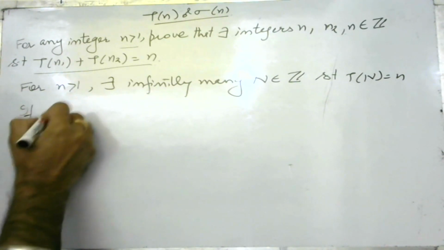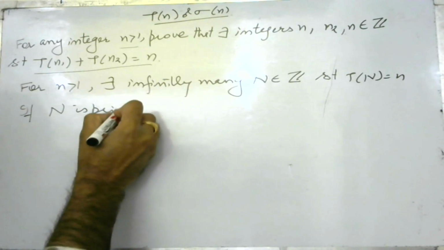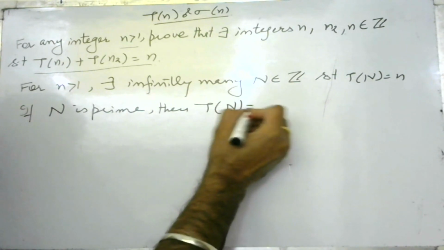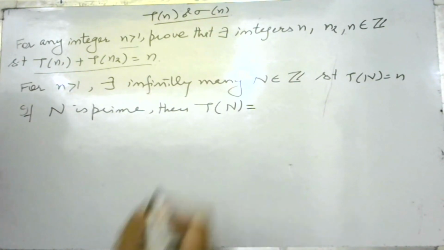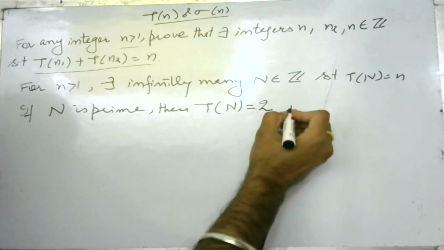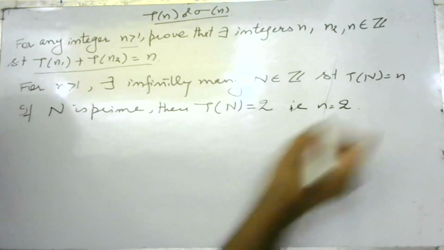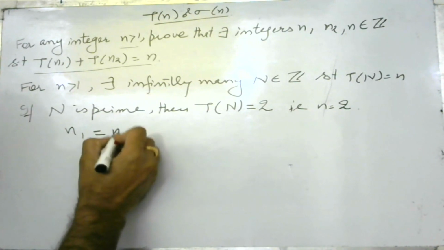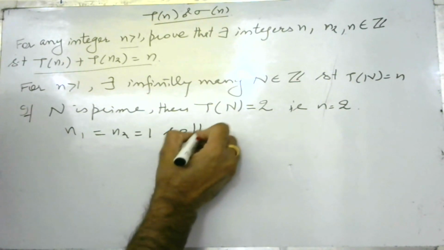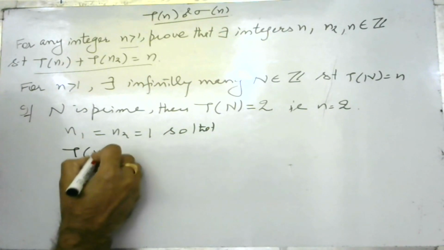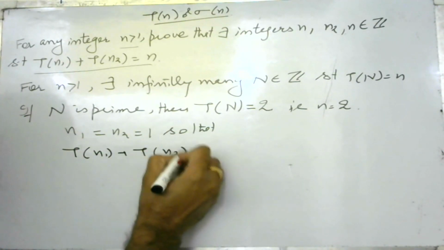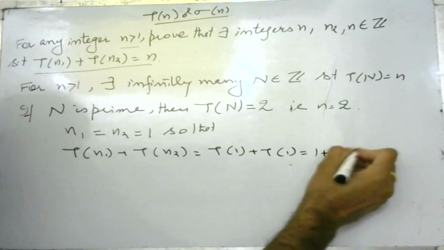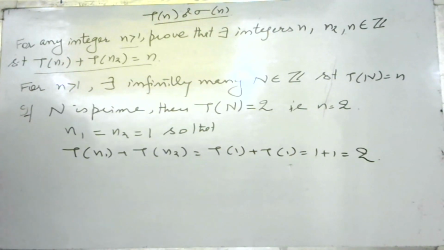If capital N is prime, then very easily we can calculate tau of capital N. If N is prime, we know there are only two divisors, so its value is 2. Therefore, here n is equal to 2. And very easily we can write n1 is equal to n2 is equal to 1, so that tau of n1 plus tau of n2, and we know tau of 1 plus tau of 1, that is again 1 plus 1 is equal to 2. So as you see, the result is true.